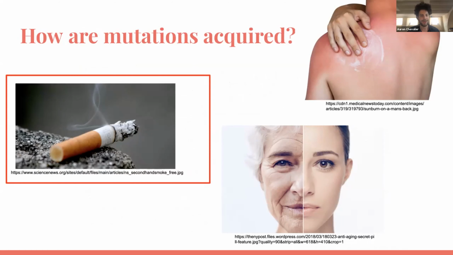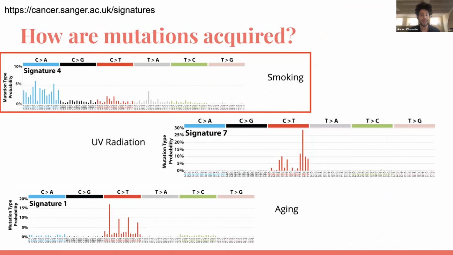So when we think about cigarette smoke, we can actually show this as a probability distribution across different types of mutations. So we see those C to A transversions very highly, but also within that, different probabilities for different upstream and downstream mutations, which is what that's broken into.